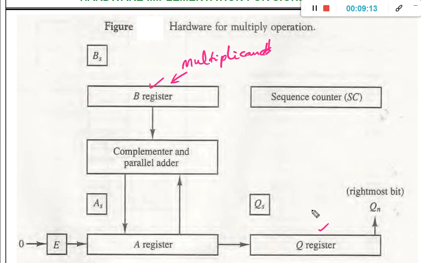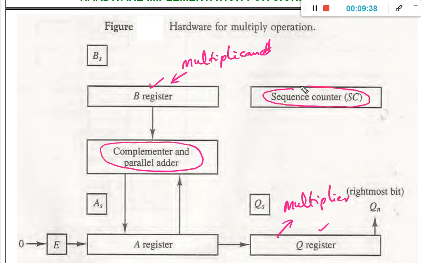And we store the multiplier in register Q. We need a complementer and a parallel adder that we already discussed. Similarly, we need one additional register for the sequence counter. The sequence counter will store the number of bits in the multiplier.